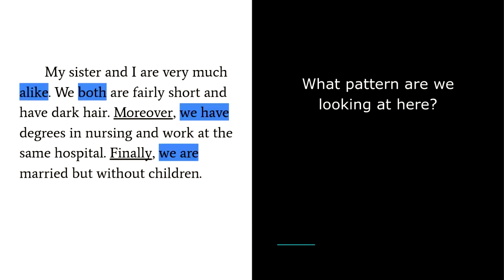But we do see things. My sister and I are very much alike. Now, this is the main idea of the whole little tiny paragraph here, but we see alike, both, we have, we are. Okay, the comparison going on here, a comparison, and we end up with similarities. Now there could be a contrast. If she talked about how she and her sister are different, we'd have a contrast going on. We'll look at that a little later too.